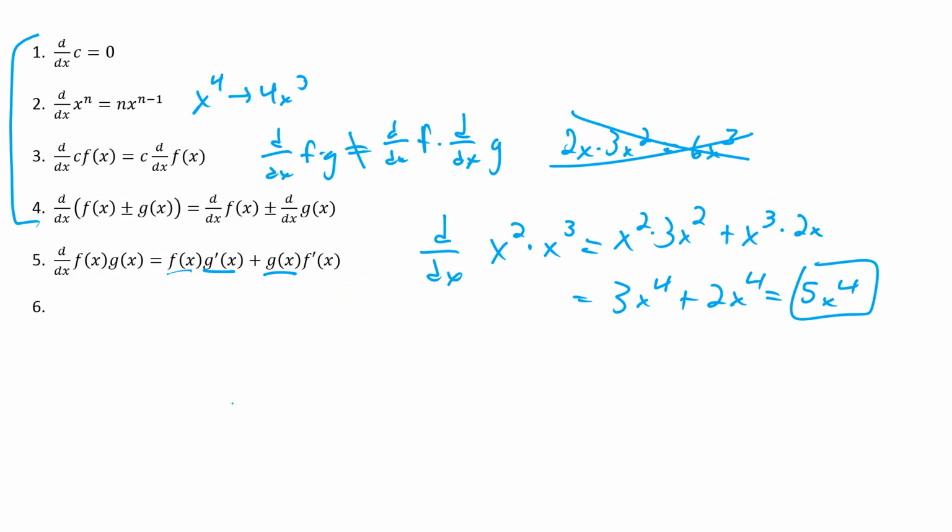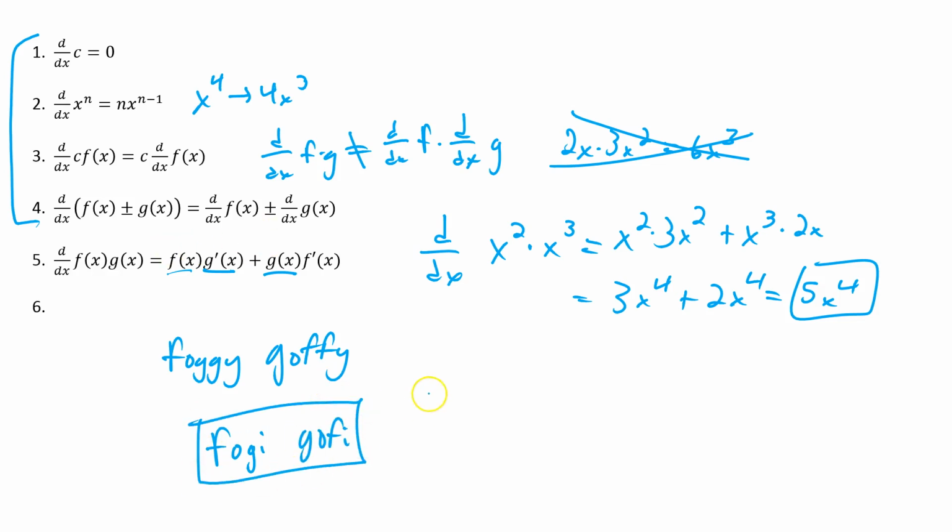I tutored a student in Florida who had a way of remembering this. She said, oh, our teacher taught us that. It's called foggy goffy. And I was like, what the heck are you talking about? And she told me it's because it's f times g prime, g times f prime. Foggy, F-O-G-I, Goffy, G-O-F-I. So if that's useful to you, cool.